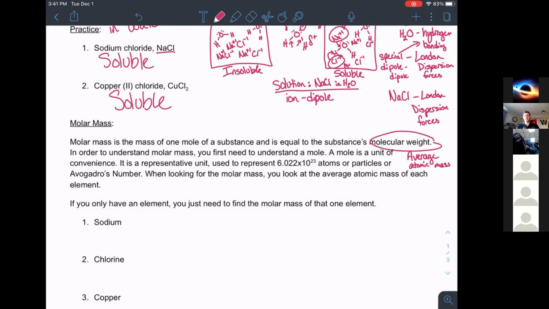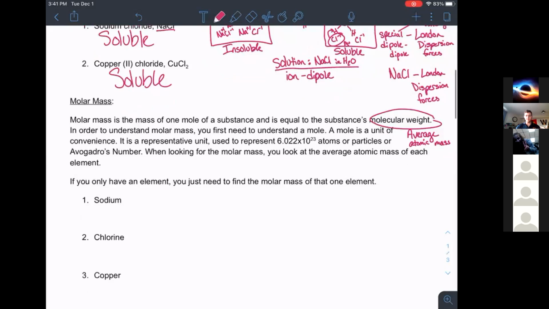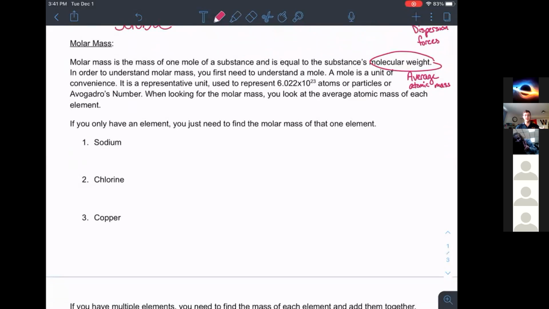And so when we're looking at the molar mass, we use that average atomic mass for each element. So we have 3 right here: we have sodium, we have chlorine, and we have copper. I know we usually rounded the average atomic mass, but this time we are not rounding it. We're just taking it off our periodic table.